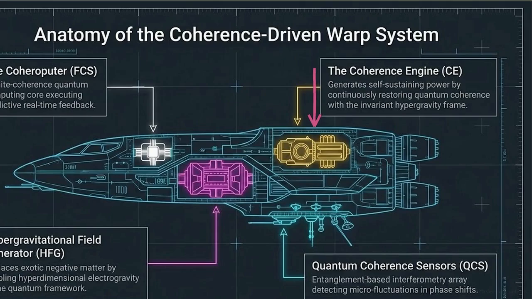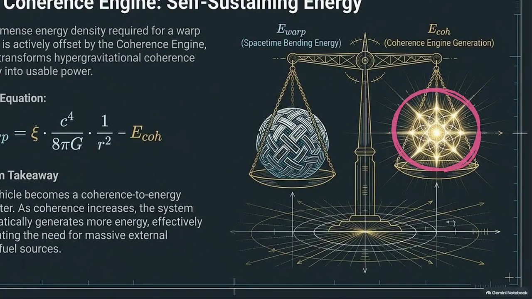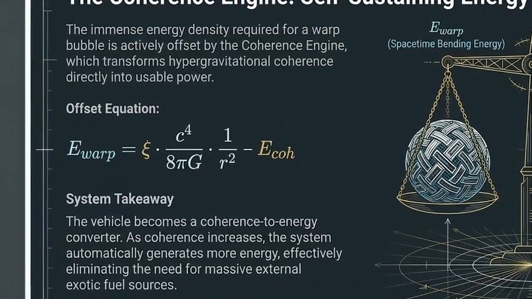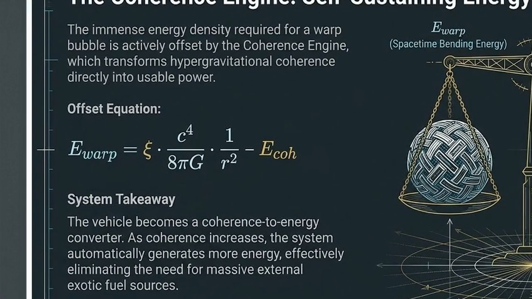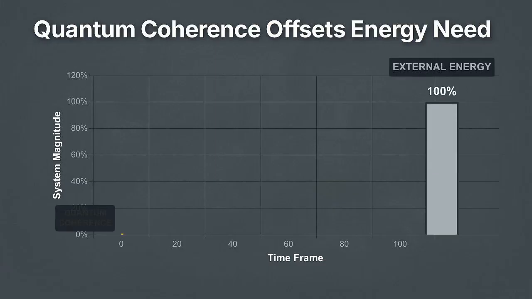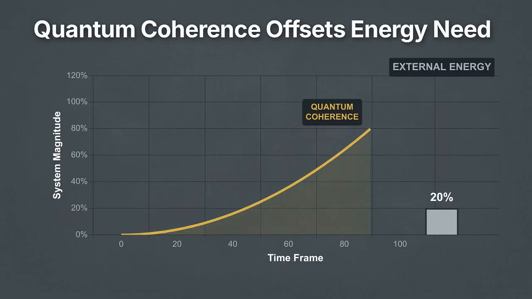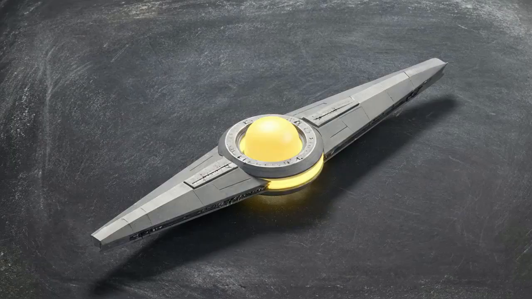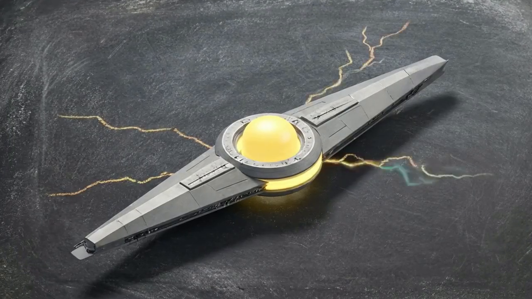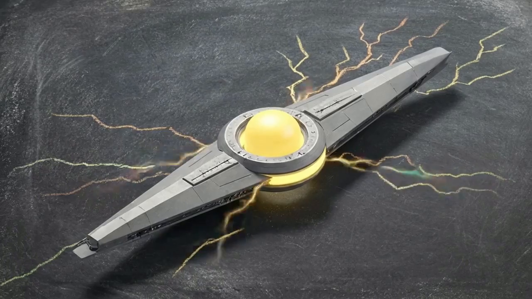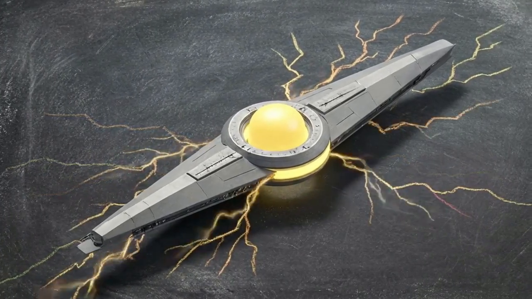To address the final limitation, the immense energy density required to bend space, we look to the rear of the blueprint. The coherence engine is a self-sustaining power plant, converting hypergravitational coherence into zero-point energy. The offset equation shows how E-co, the energy generated by the engine, is subtracted directly from the massive energy required to warp spacetime. This creates an inverse relationship. As the ship's quantum coherence increases, the system automatically generates a higher energy offset. The vehicle effectively becomes a coherence-to-energy converter, leveraging the local quantum vacuum to sustain its own transit without massive external fuel loads.